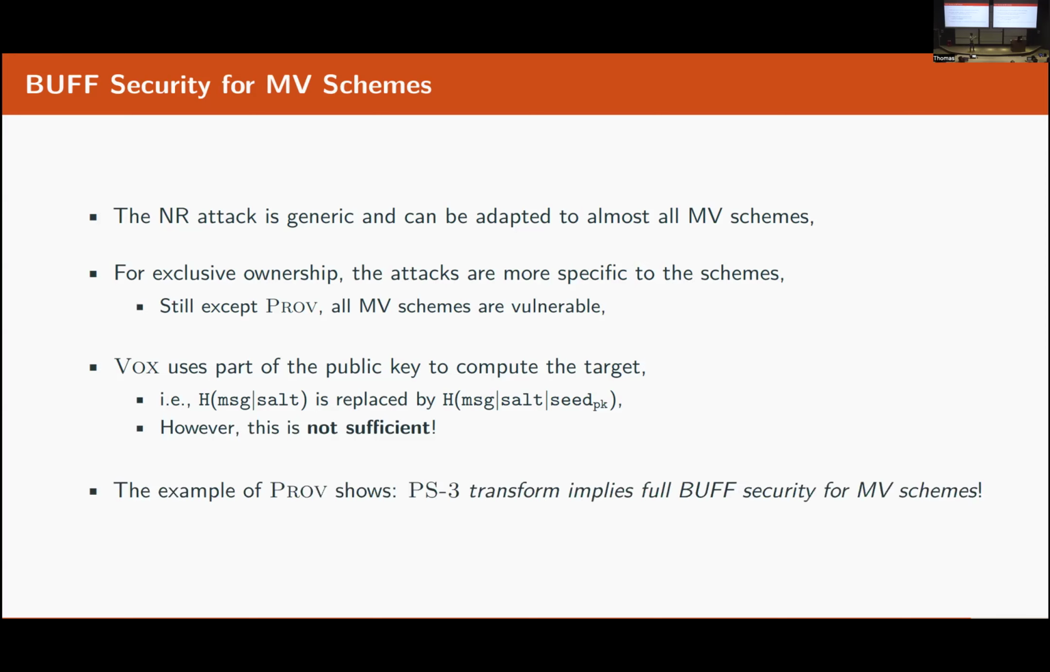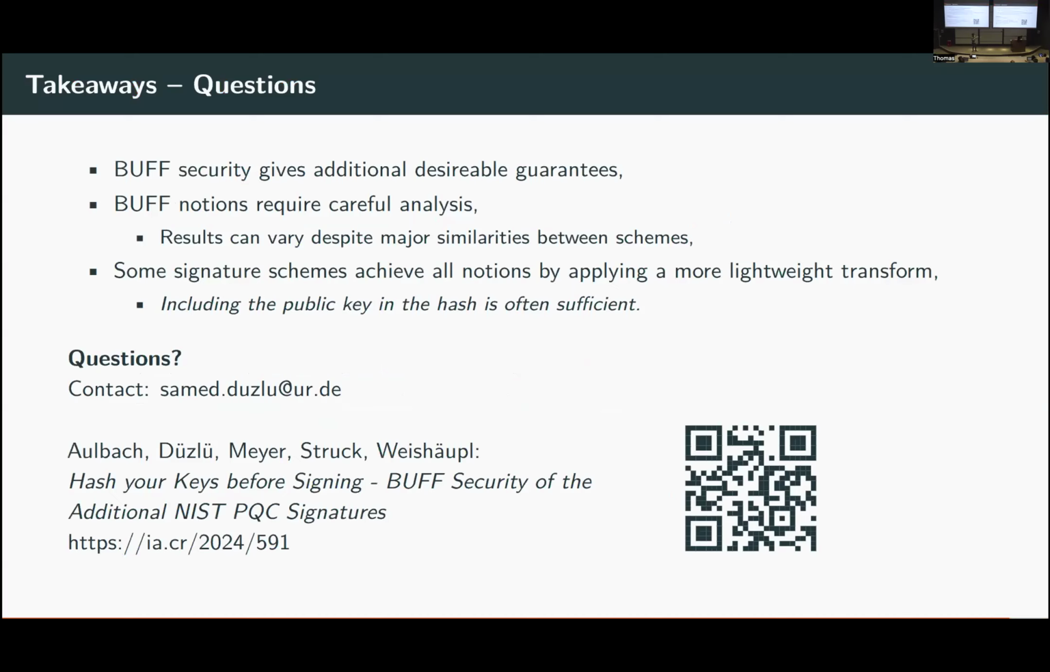But as I mentioned before as well, it suffices for all multivariate schemes to use the PS3 transform, so they don't need to increase their signature size. With this, I want to finish, and maybe these three takeaways. BUFF security is nice to have. BUFF notions, if you want to do the analysis, you need to be careful, like in the case of existential unforgeability, for example, and loose comparison does not suffice to argue here. And we have singled out many schemes that can achieve BUFF security without this increase in signature size. So it's good to have this as well.